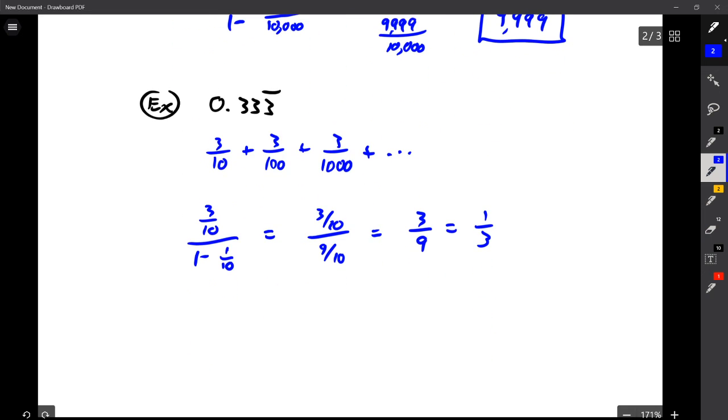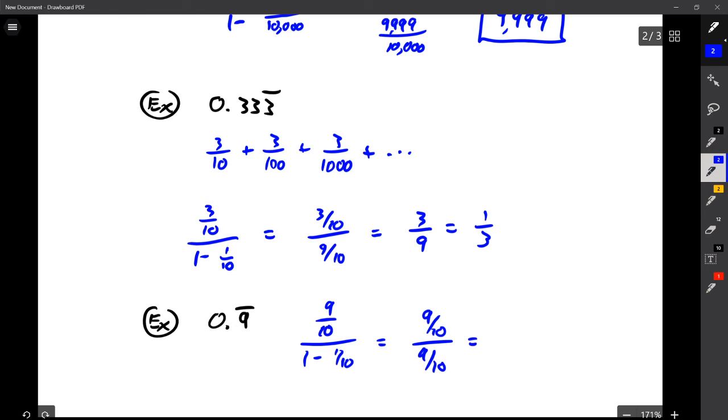Interesting little side note here. What if we did 0.9 repeating? Well, the first term is 9/10 over 1 minus the ratio, which is 1/10. That gives us 9/10 over 9/10, which is 1. In other words, 0.9 repeating is the same thing as 1.